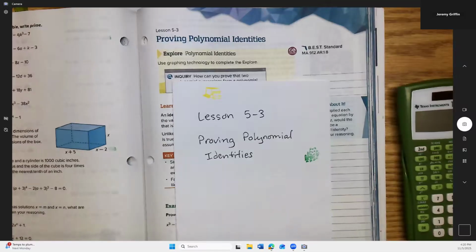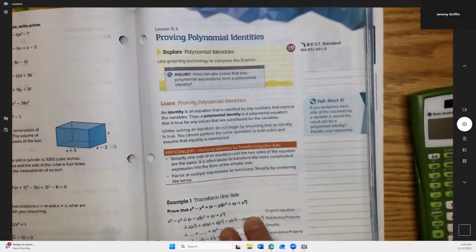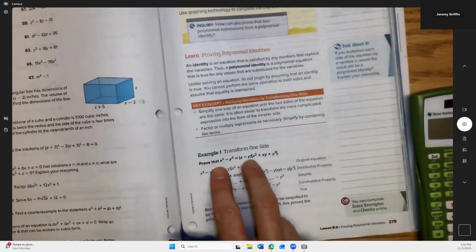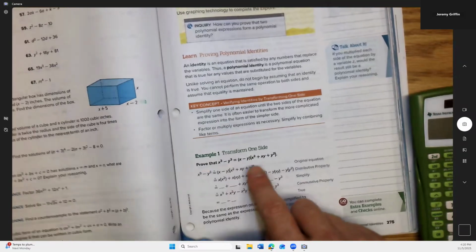Lesson 5.3, Proving Polynomial Identities. So actually this lesson is nothing super new. Here, I'll show you guys an example. Down here, the very first example is prove that the difference of cubes is equal to, well, exactly what they said just a few pages back.